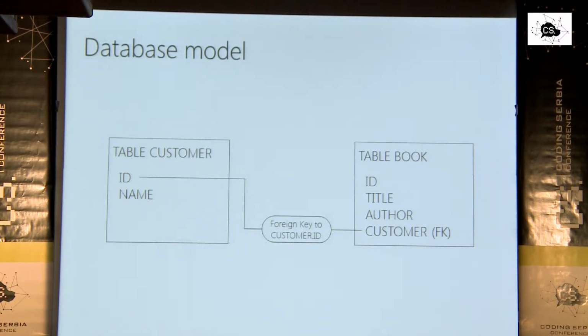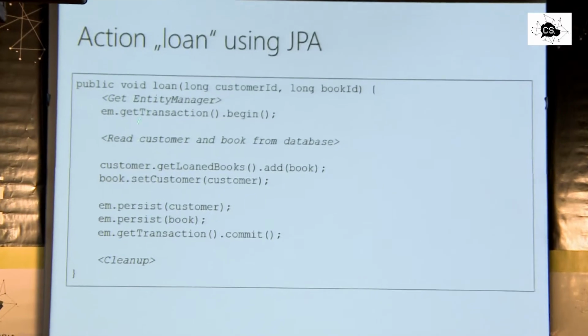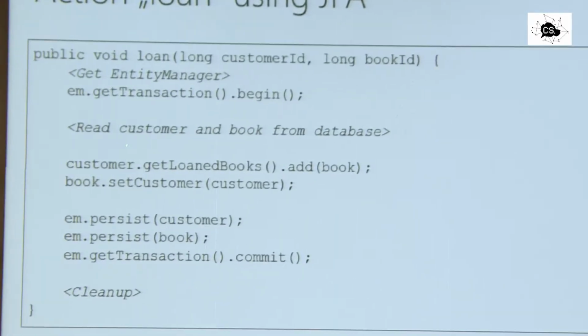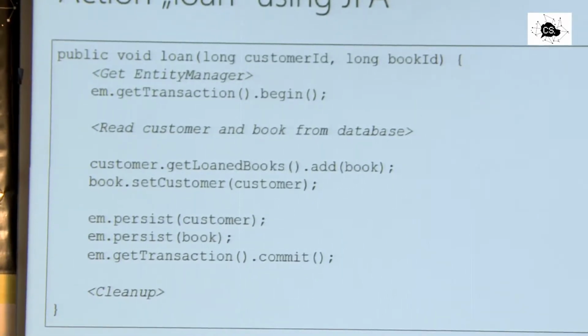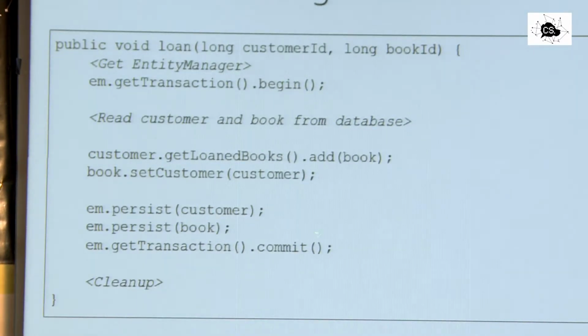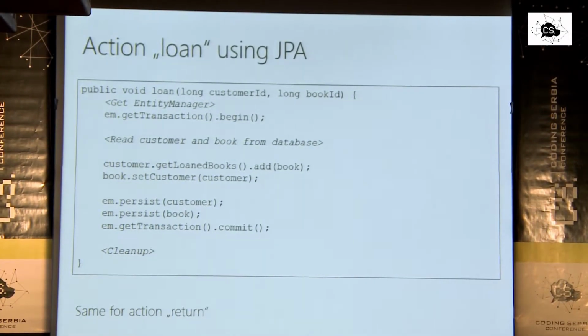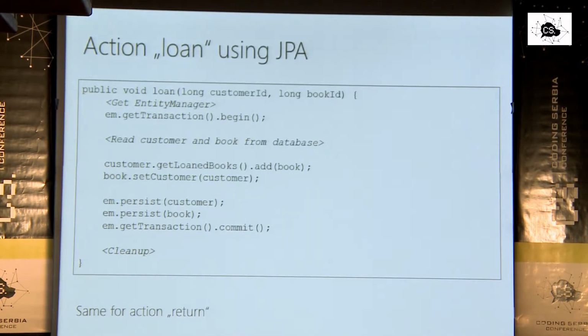Yeah. And going further for the code, here you have the loan action, and here's what we talked about. We begin the transaction, we read the entities from the database, and then we do the modifications, we persist it, and we do a commit, and that's basically it, all the magic. And all the rest is handled by the JPA in the database itself. And either all of this works or nothing works. Yeah. Same stuff for return, just a little bit different modifications in here.